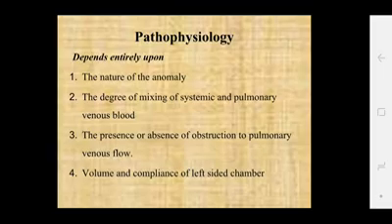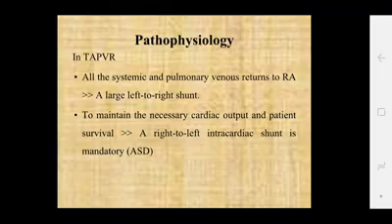These four factors determine the clinical presentation, the pathophysiology, and even the way of the therapy, intervention or management for the patient. In total anomalous pulmonary venous return, as we said before, all systemic and pulmonary venous return come to the right side of the heart, so it's a large left to right shunt, like an ASD. And to maintain the cardiac output and the patient's survival, we need, again and again, an obligatory right to left intracardiac shunt across the ASD.